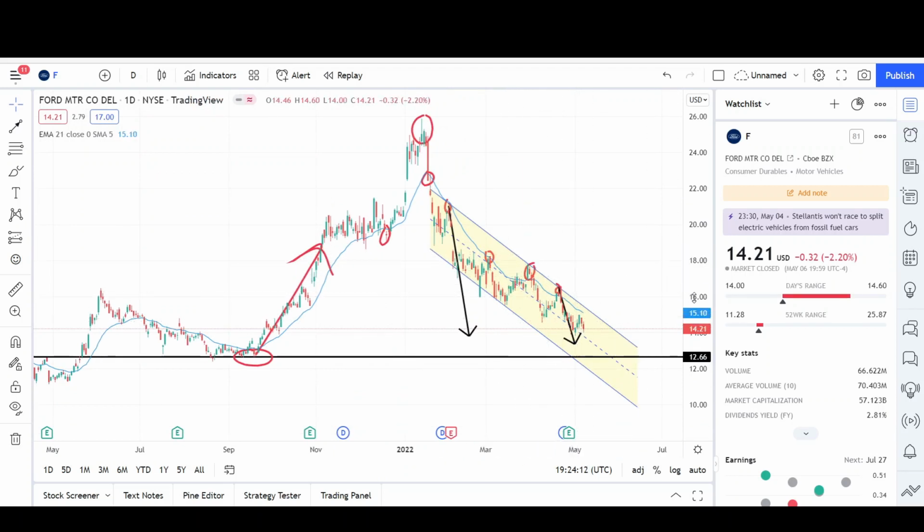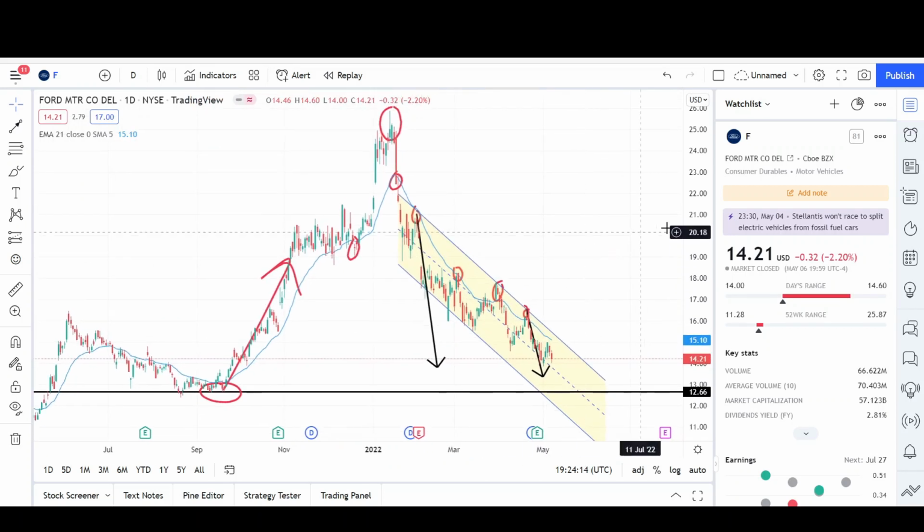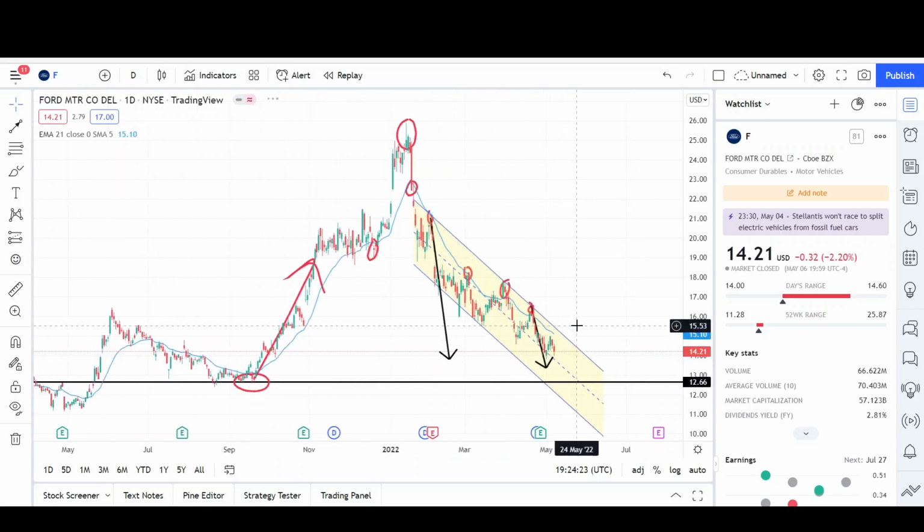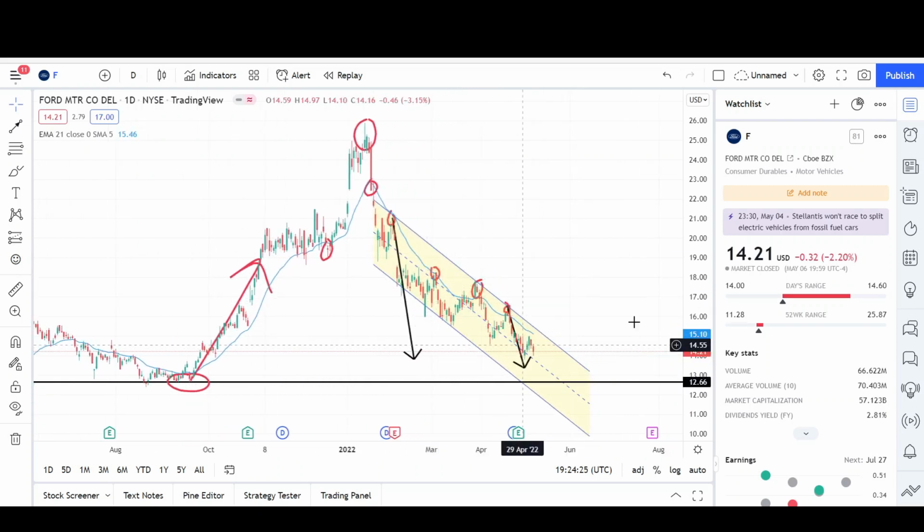So really no signs of weakness as of right now. Ford is gonna have a cheaper price to it, so that's why it might not be best to be a buyer in this downtrend. So that's everything I have for Ford on the daily chart. Let's go and wrap this up on the weekly chart.